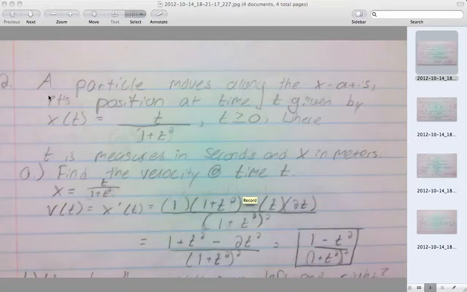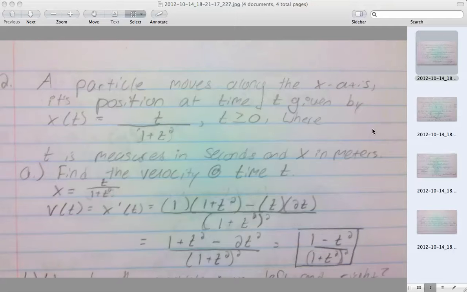So this is 3.3, problem 2. This problem starts off by stating a particle moves along the x-axis. Its position at time t is given by x of t equals t over 1 plus t squared. Now t is greater than 0, where t is measured in seconds and x in meters. So the first question is asking, find the velocity at time t.